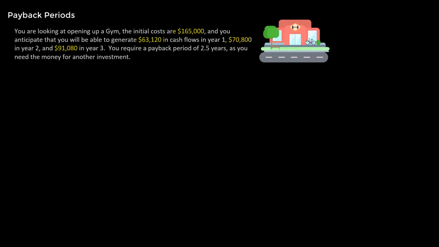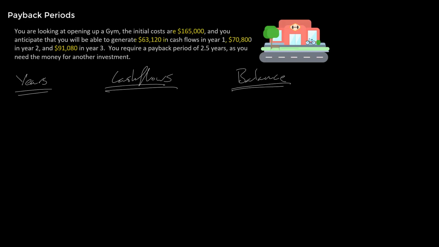So the very first thing that I'm going to do is lay out my cash flows. So I'm going to create 3 columns, named years, the cash flows that we've generated in that particular year, and our balance. Okay, and the balance is just the total cash flows that we've generated up to that point in time minus our initial cash injection. So in terms of years, we have year 0, 1, 2, and 3. In year 0, we spent $165,000. So our cash flow is negative $165,000 to represent that we spent money to start this particular project and to open the gym.